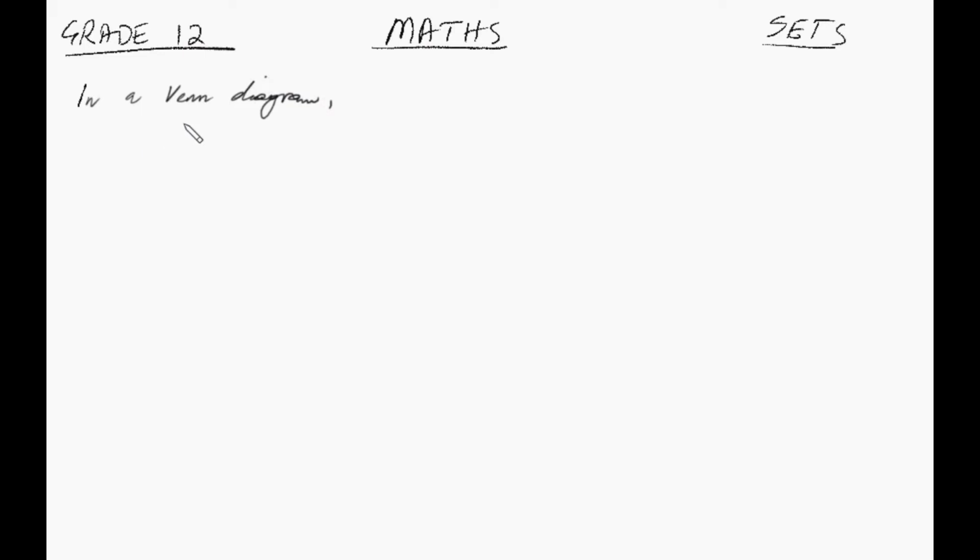We have the number of elements in set A as 21. The number of elements in set B is 17. And the number of elements in A intersect B is what? We have x. And the number of elements in A union B is 29.